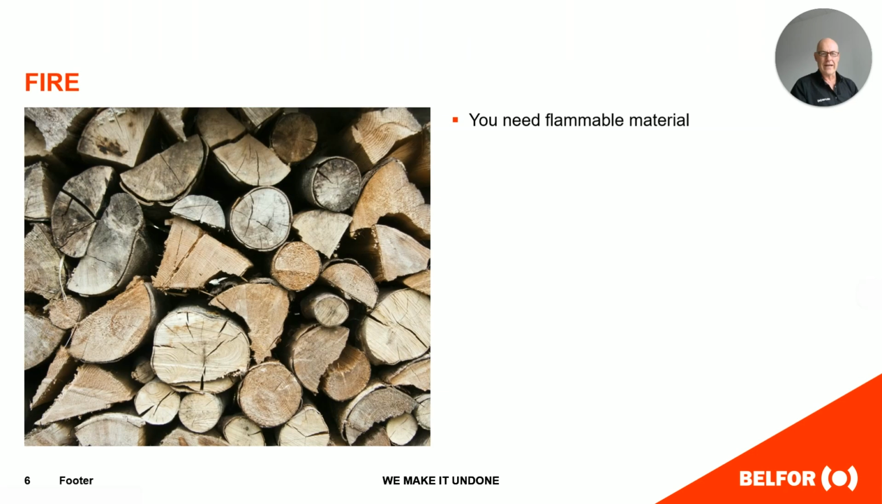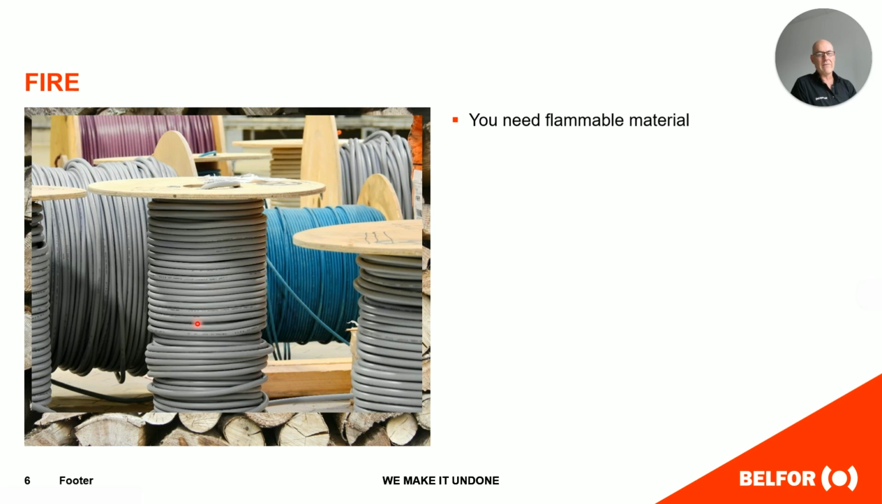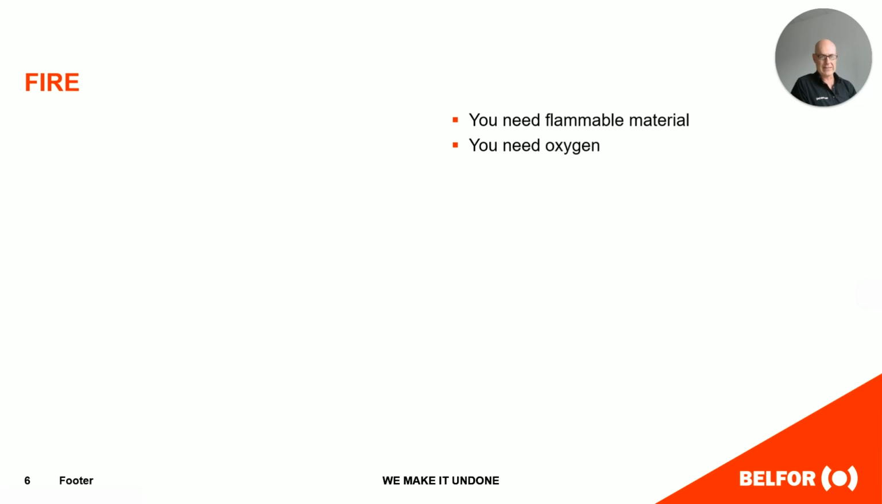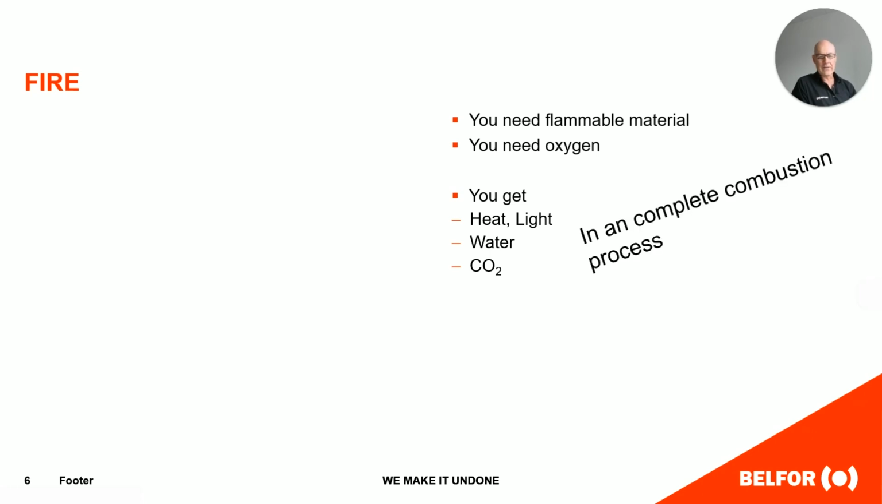What do you need for a fire? Well, you need flammable material. Not only wood, it could also be plastic, for example, which is burning quite well. And you find this always in your infrastructure. Lots of plastic. You need oxygen. And you get, very easily, heat, light, water, and carbon dioxide. That's what you get when you have a complete combustion process.